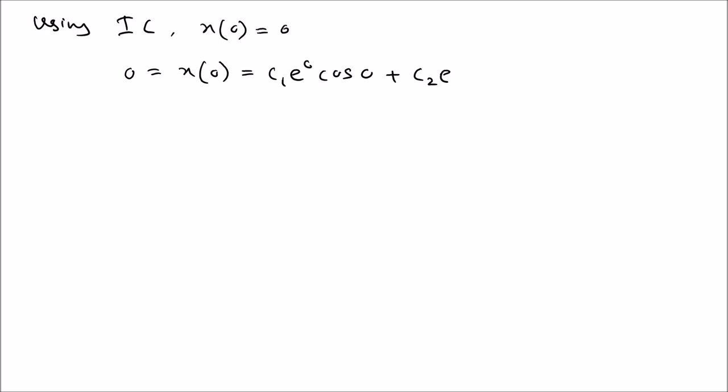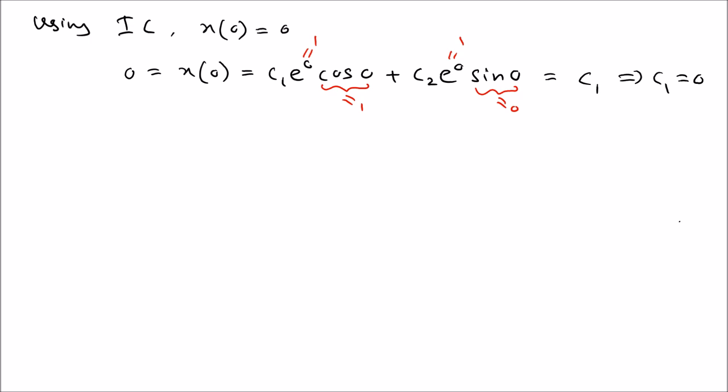Using the initial condition, first x(0) equals 0, we have 0 equals x(0). That means plug in 0 wherever you see t. So c1 e to the 0 cosine 0 plus c2 e to the 0 sine 0. We know that e to the 0 is 1, cosine 0 is 1, and sine 0 is 0. So you simply end up with c1. So this says that c1 equals 0. That means your solution simplified because you don't need the c1 term.